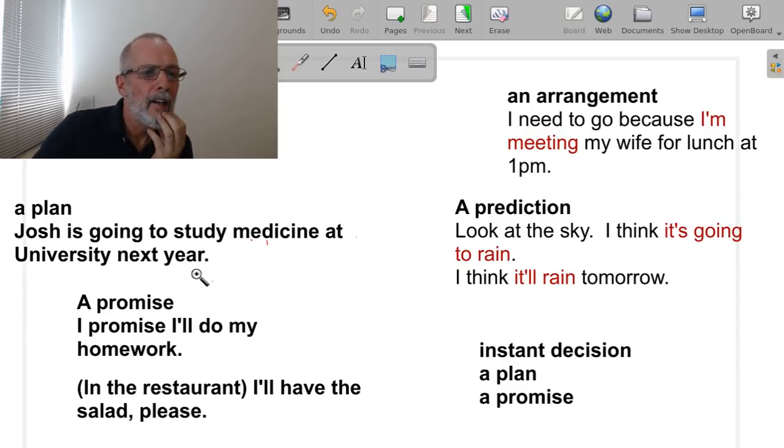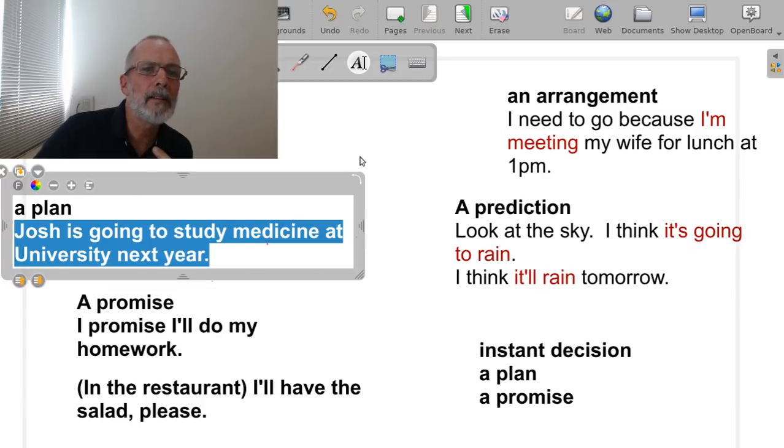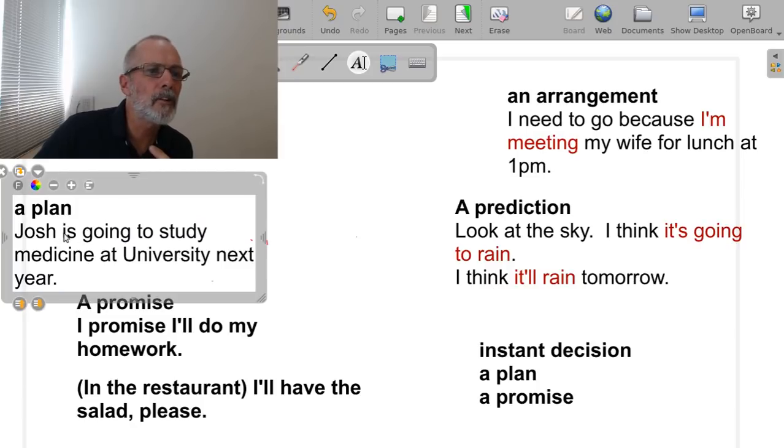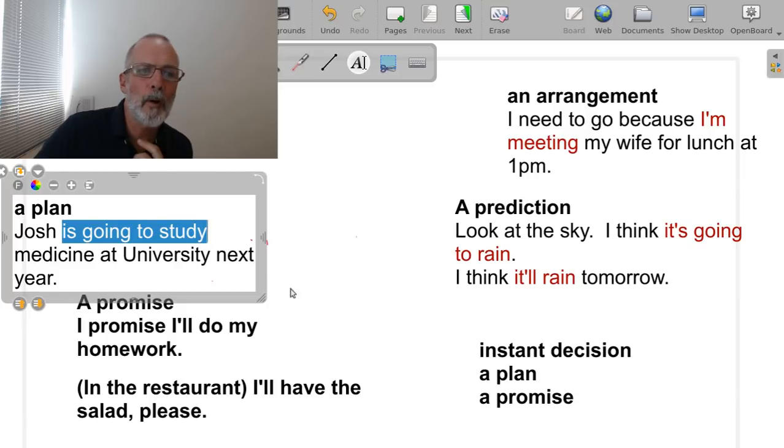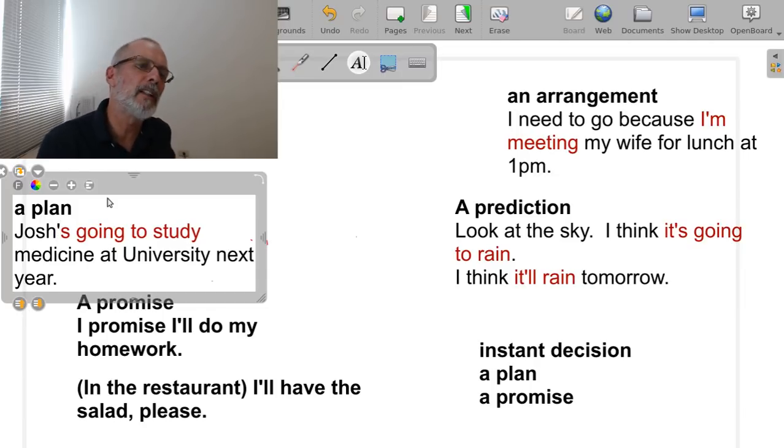I think you can still see that. So going back to this one, it is a plan. The structure here is going to study. Actually, we could probably contract this. Somebody mentioned the contractions earlier, so let's put that there. Josh is going to study medicine at university next year.